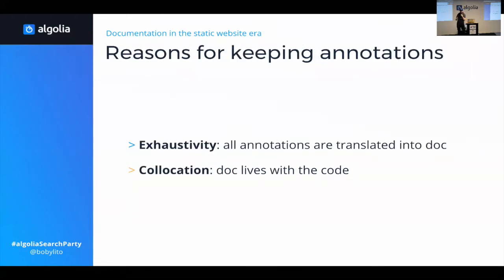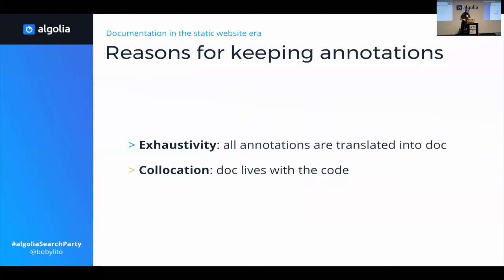First is exhaustivity. All the comments that you write in your code will be transformed into your website. And there's another property that we like, which is collocation. The doc lives where the source code is. This means that when you update your code, when you update your API, it's more likely that you will update your documentation at the same time.